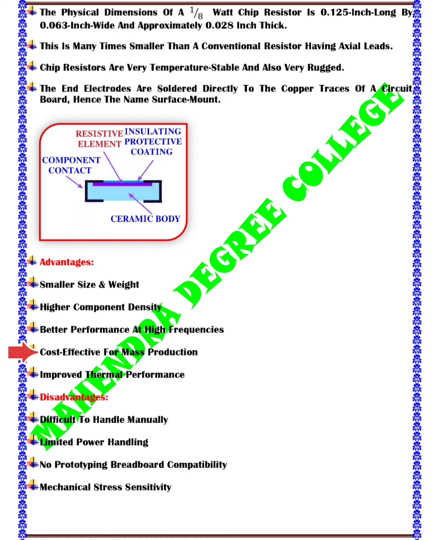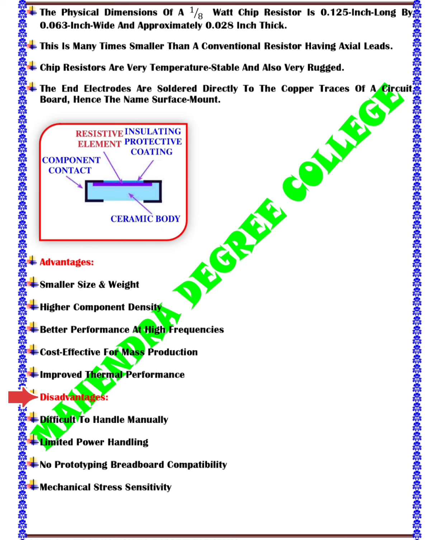Fourth one. Cost-effective for mass production. It means surface mount technology is well suited for automated assembly, reducing production time and labor costs, making it cost-effective for mass production. Fifth one. Improved thermal performance. It means surface mount technology components can dissipate heat more efficiently due to their smaller size and better thermal management capabilities.